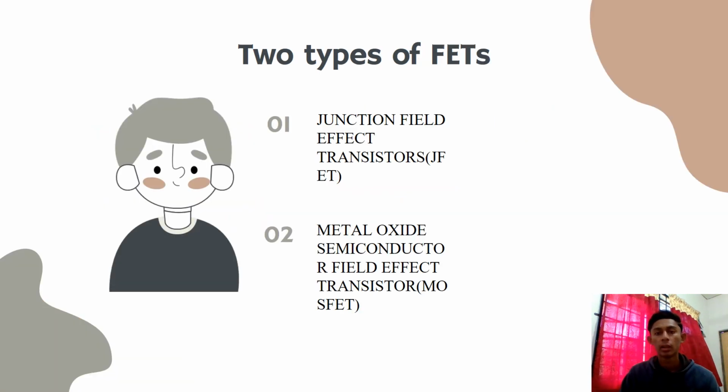Two types of FET. Number 1, junction field effect transistor, in bracket JFET. Number 2, metal oxide semiconductor field effect transistor, in bracket MOSFET.